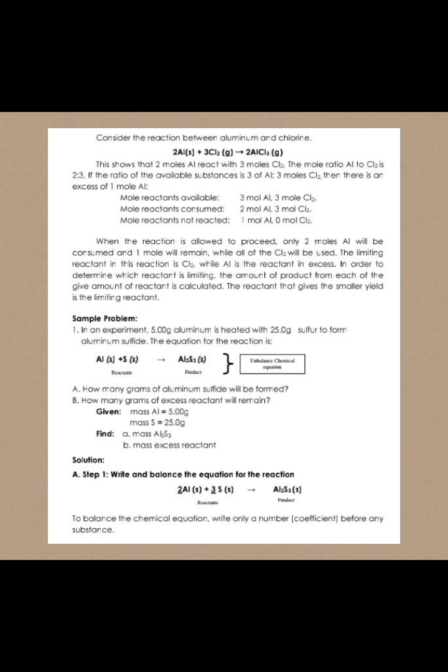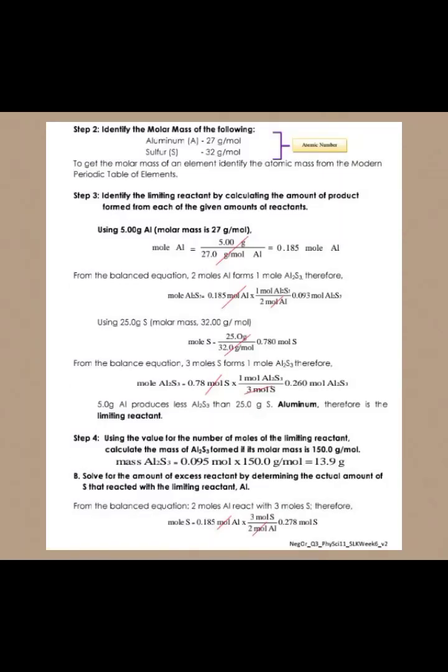Al2S3 is the product. To balance the chemical equation, write only a number coefficient before any substance. Step 2. Identify the molar mass of the following. Aluminum, Al, is 27 grams per mole. Sulfur, S, is 32 grams per mole.